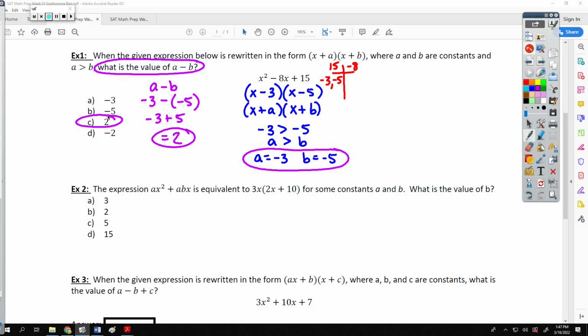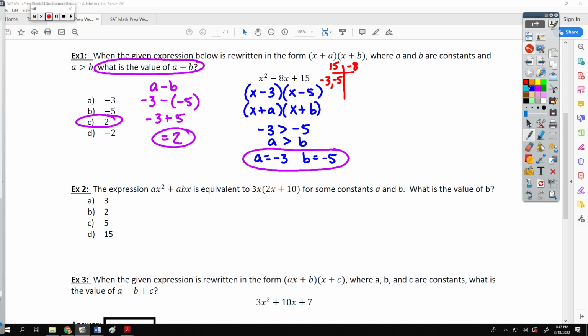Example 2 is similar to one that we did in last week's video as well. Those equivalent expressions, ax squared plus abx, is equivalent to 3x times the quantity 2x plus 10 for some constants a and b. And then it asks, what is the value of b?